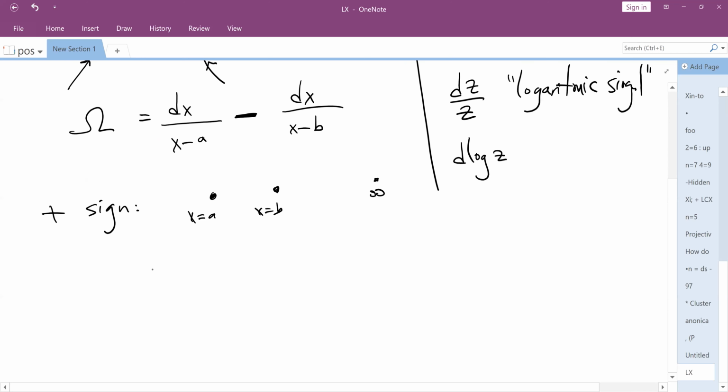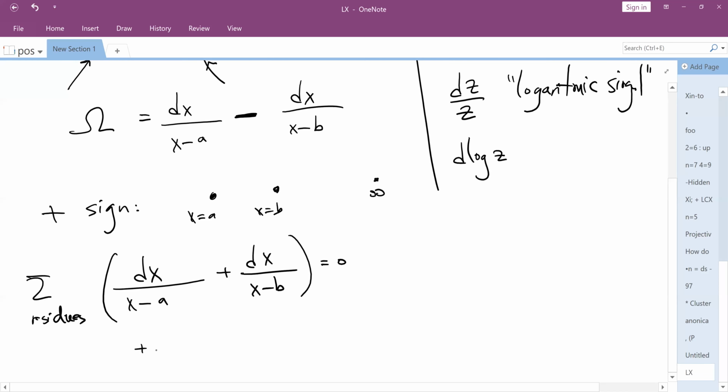In other words, by Cauchy's theorem, we know that the sum of the residues has got to equal 0. Well, here we have a residue plus 1 at x equals a, and plus 1 at x equals b. So in fact, there's a residue minus 2 at x equals infinity. And of course, we also just see it from the form, because as x goes to infinity, this looks like 2 dx over x. So it also has a logarithmic singularity at infinity.